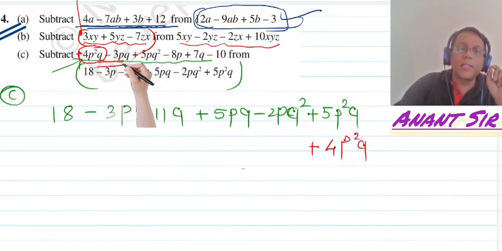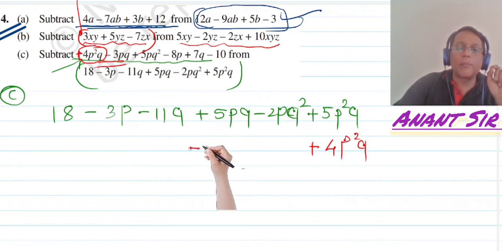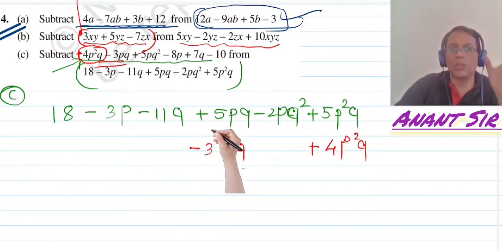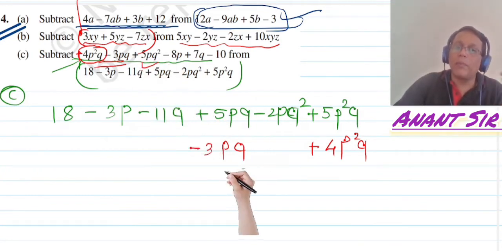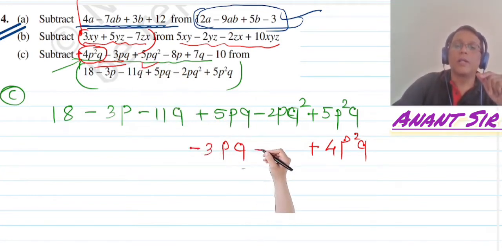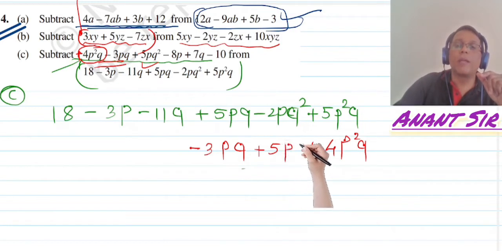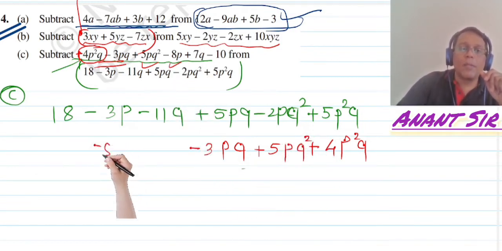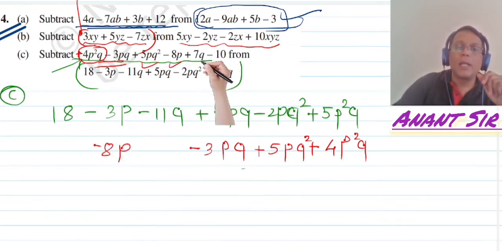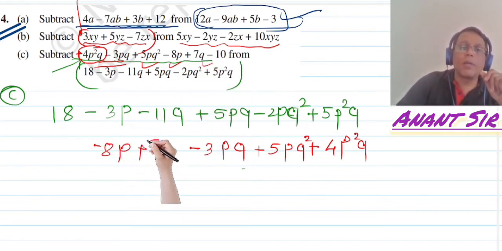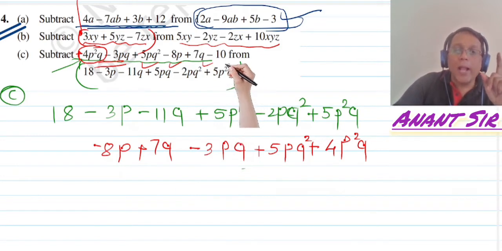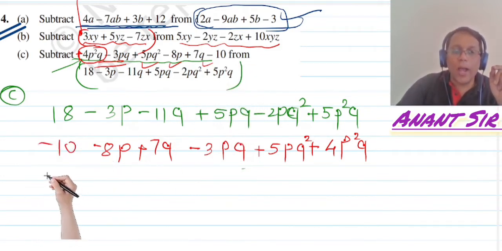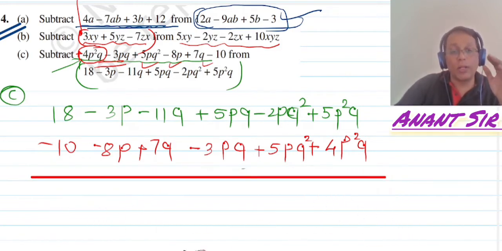Then I have minus 3pq. So I am going to write it below plus 5pq, like term. We have to write one below the other. Then plus 5pq square. So I will be writing it here, plus 5pq square. Then minus 8p. So I will be writing here minus 8p. Then plus 7q. So I am writing here plus 7q. And first term was minus 10. So see, now I have written both the terms one below the other.